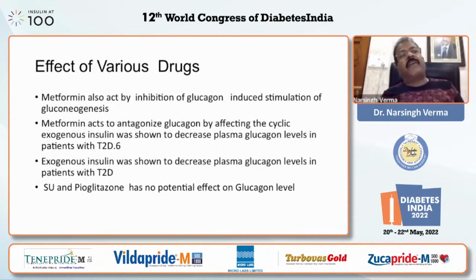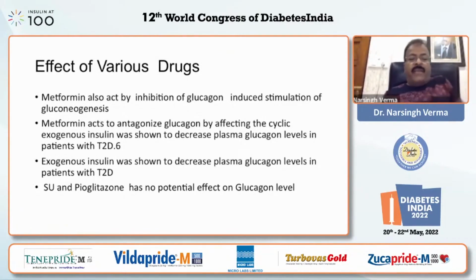Now I will talk about the effect of various drugs on glucagon levels. We are using a lot of OHAs in type 2 diabetes management, and metformin also acts by inhibition of glucagon-induced stimulation of gluconeogenesis. So one of the actions of metformin is inhibiting glucagon, which we also achieve with GLP-1. So the combination of GLP-1 RA drugs with metformin can be a synergistic combination because both will have synergism.